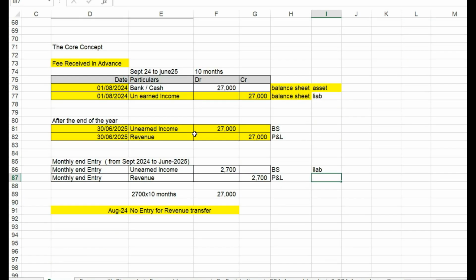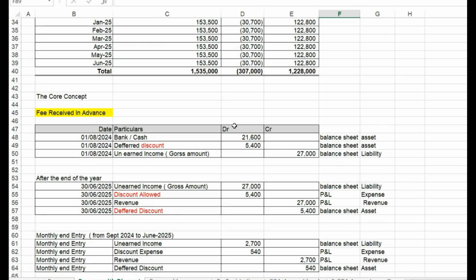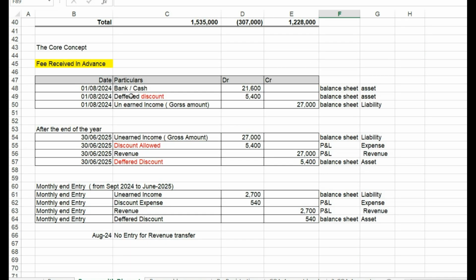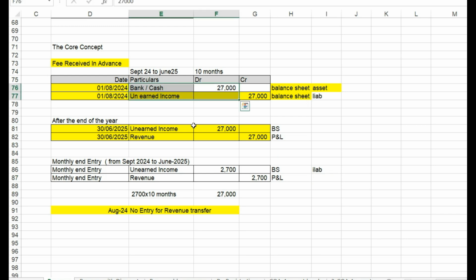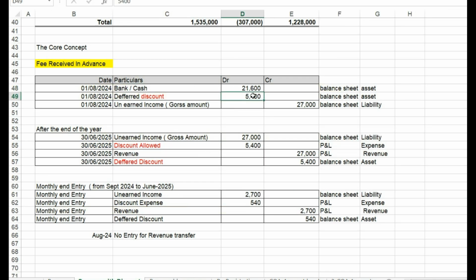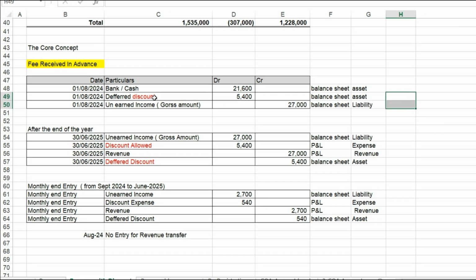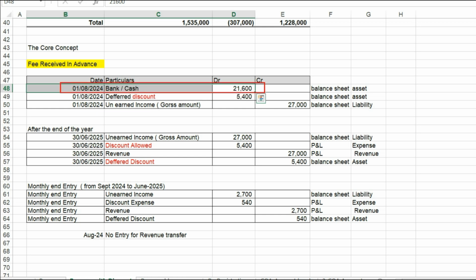So let's understand the same concept if there is discount as well. Nothing will change, all the entries will be the same. However, here you have received 27,000, but what if you are allowing some discount, say 20% of this amount? So 20% is the discount. So what you will do, you will debit your cash or bank with 21,600, because this is the amount that you have received in cash in the balance sheet as an asset, and you will recognize a deferred discount account.